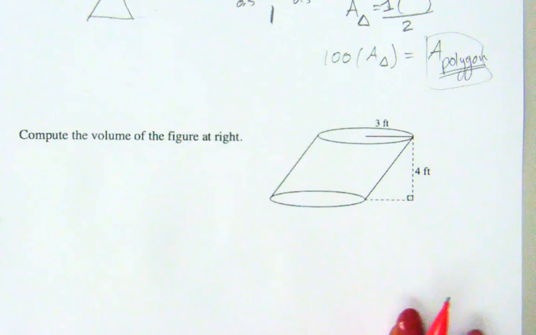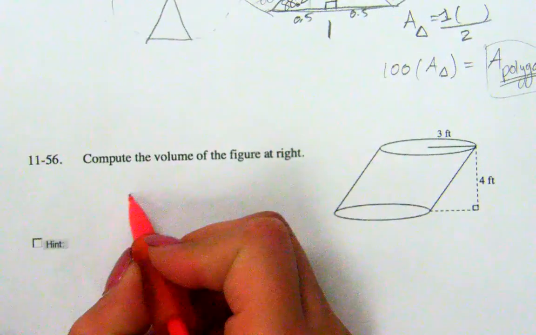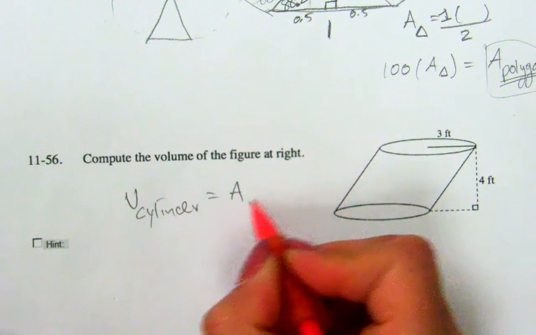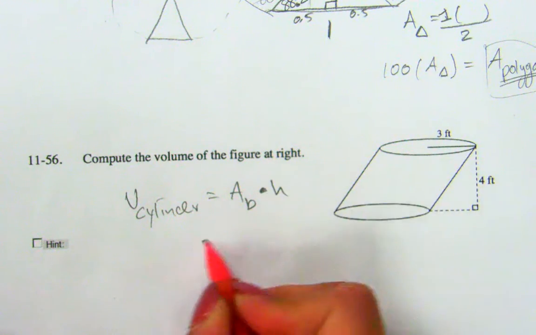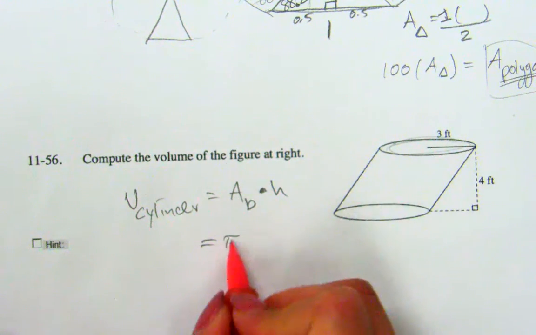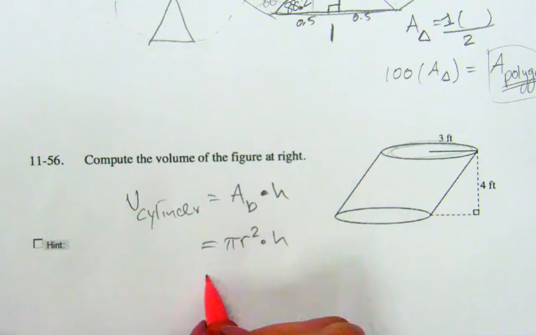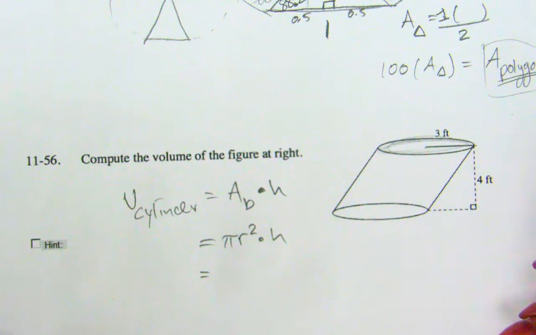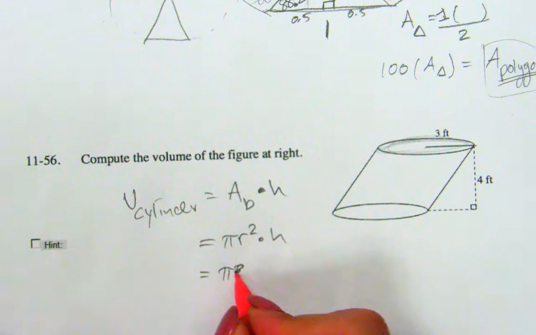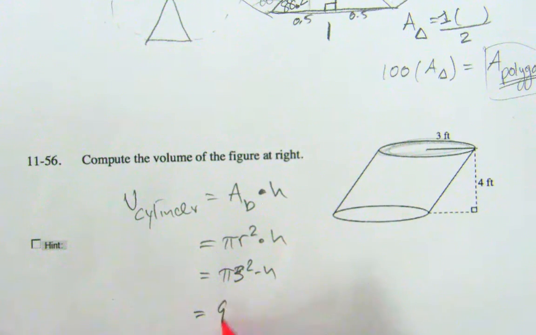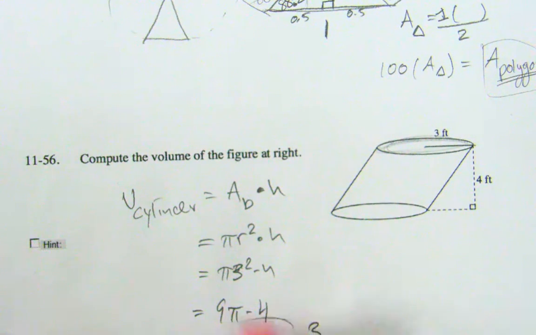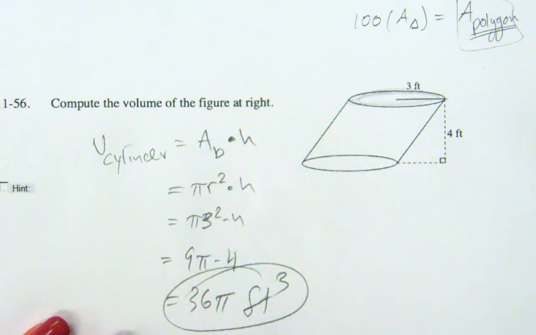Compute the volume of the figure at the right. Okay, so this is just a cylinder. So volume for the cylinder was area of the base times the height, right? Area of your base is going to be pi r squared times your height. Your radius looks like it's 3. Yeah, so it's going to be pi 3 squared times your height. So you have 9 pi times 4. Right, so 36 pi, 36 feet cubed, right? Feet cubed. Okay.